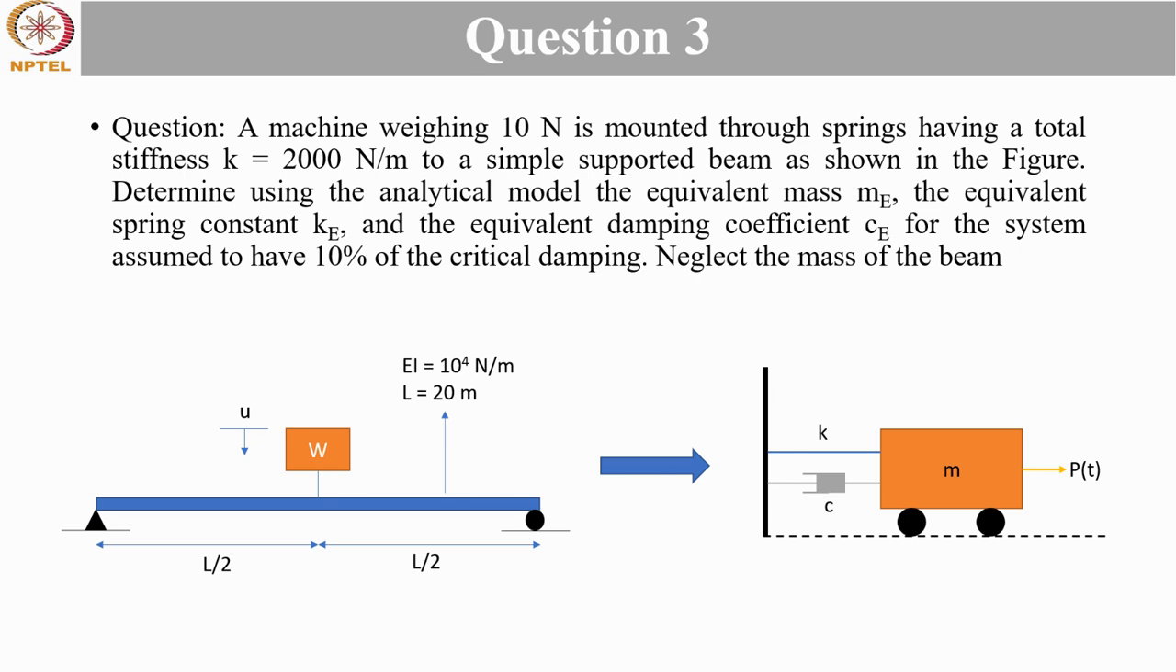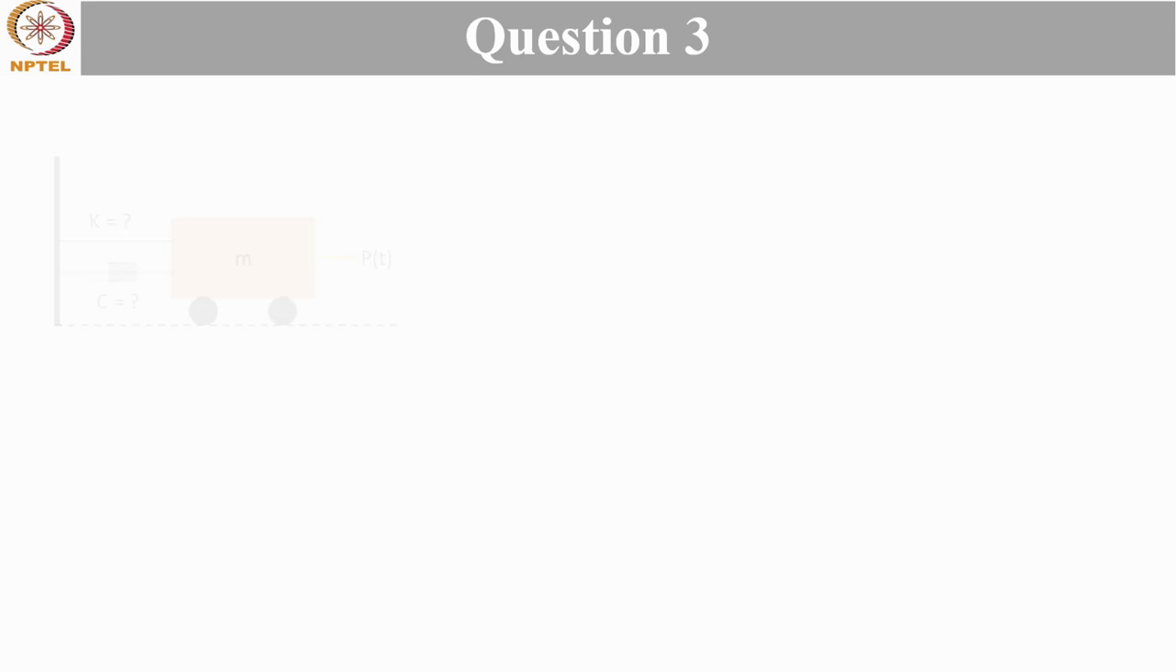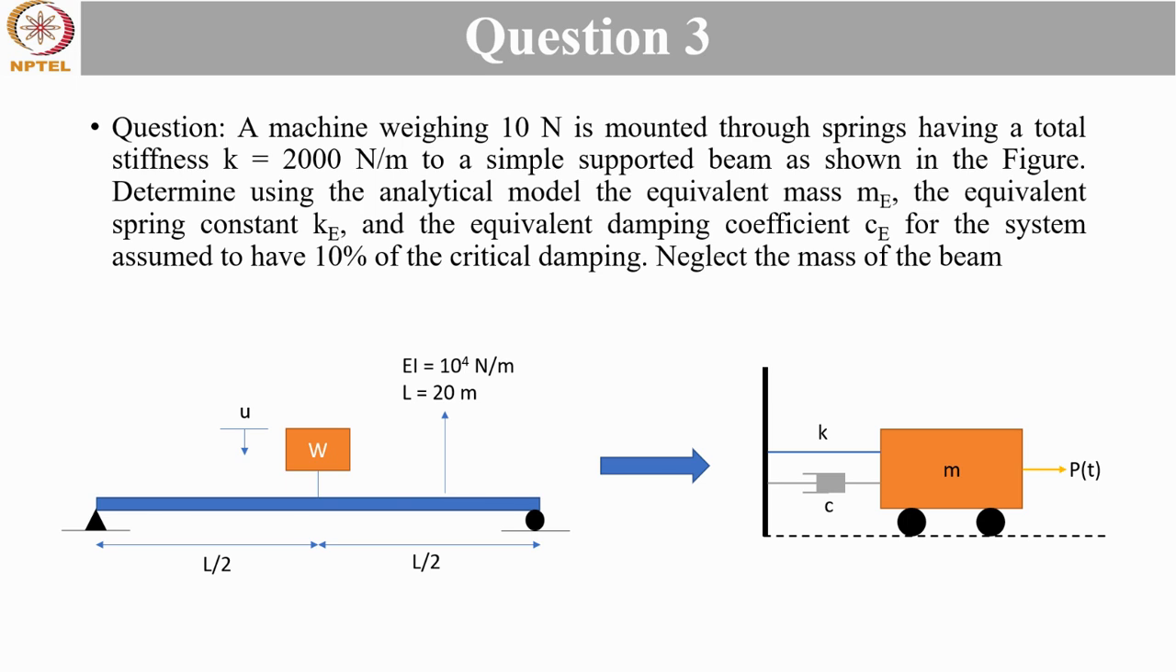Okay, so let's see the solution of this question. We know the initial parameters: weight of the machine 10 Newton, the stiffness of the spring K is equal to 2000 Newton per meter, and the critical damping is 10%. It is assumed to have 10% of the critical damping, so it means that 10% is the damping ratio. And we can neglect the mass of the beam, so the total mass will be just the mass of the machine.